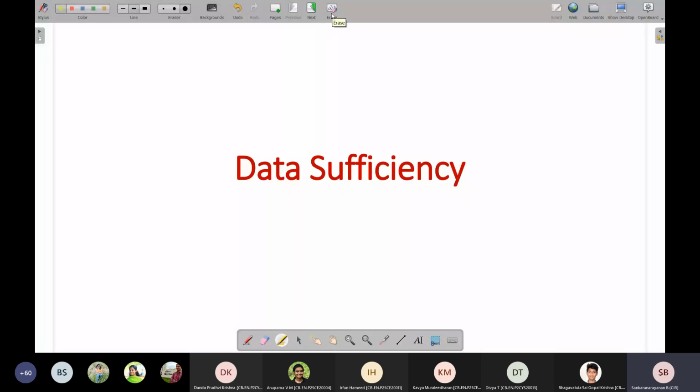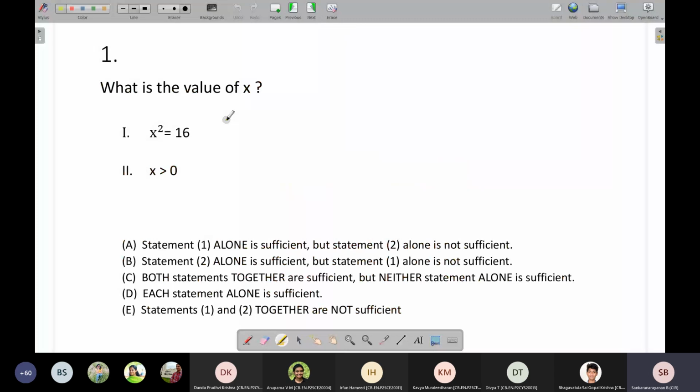So let us consider our first question. There are 10 questions lined up for today's discussion, so we will discuss all of them. The first question is, what is the value of X? As I told you, in the question stem there will be some information, and based on that, they are asking you one question.